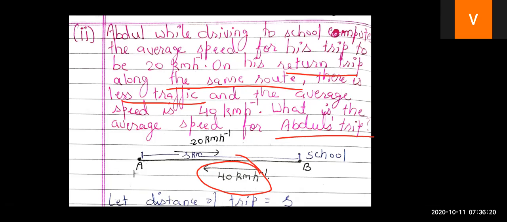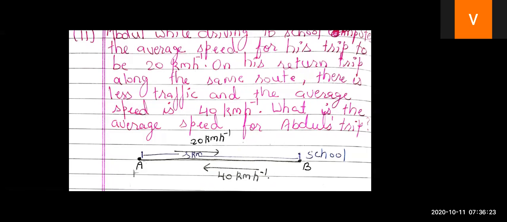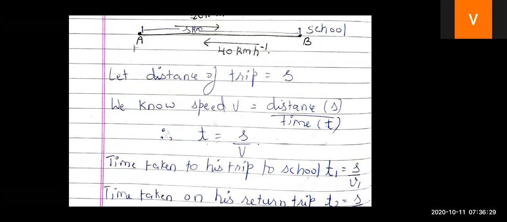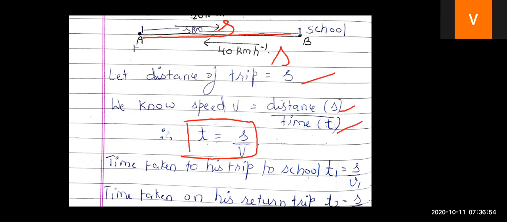So let's start with this. Okay, children. Now, as we know, the distance, that is while going to school and while coming from school to home, is same, right? So the distance of the one-way trip is S, and we know speed is distance by time. So if we make time the subject of the formula, then we will get T equals S upon V. So you'll have T equals S by V.